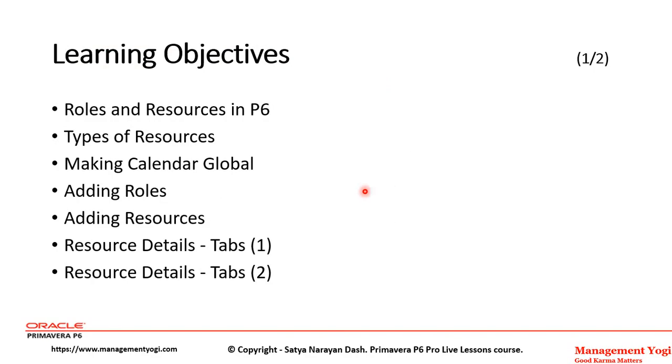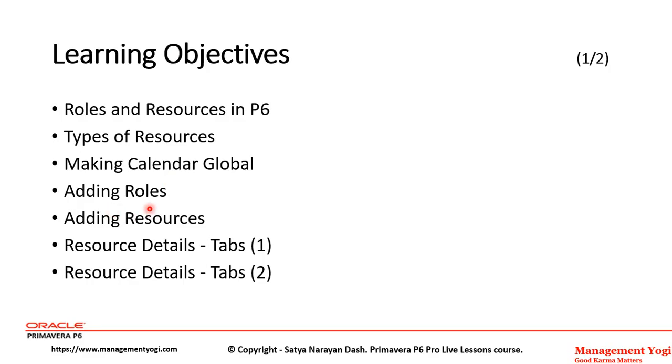Next, making calendar global. This is not exactly related to resource, but it will be used, and this is a tricky part. Many people do not know why the project calendar should be made global, because they have never used Primavera in the real world, and that is the problem. We have to make our project calendar global before we add the resources, and this is what we are going to learn in this particular video.